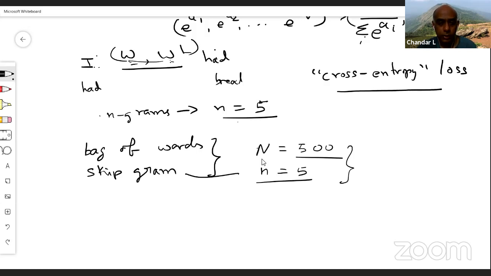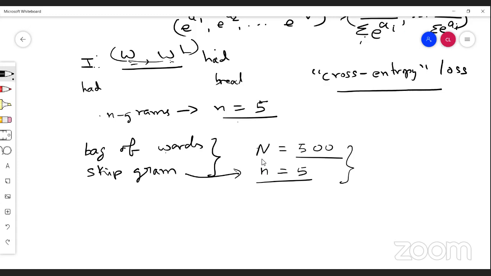And also, I didn't yet explain what bag of words and skipgram is, but the skipgram is what is typically considered as the better approach. I mean, it gives more accurate values for the word vectors. Did I answer your question? Yes, thank you. Okay.